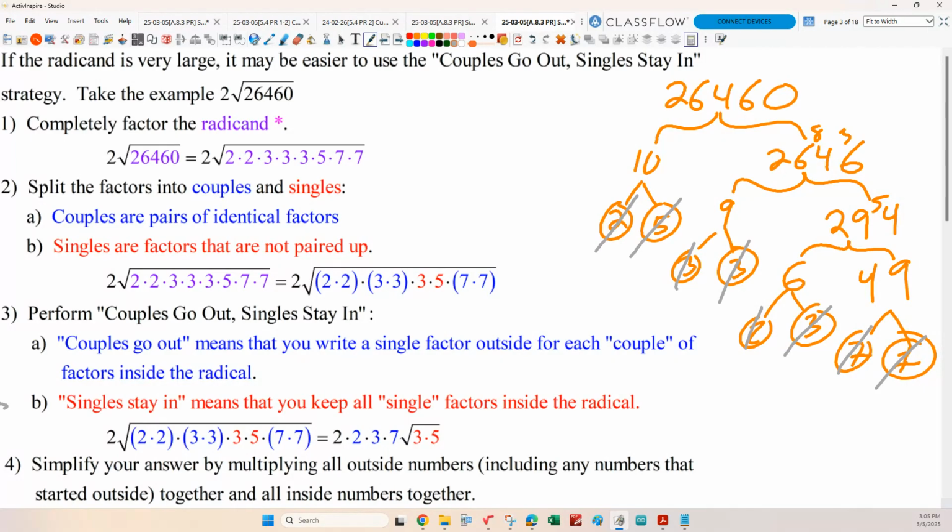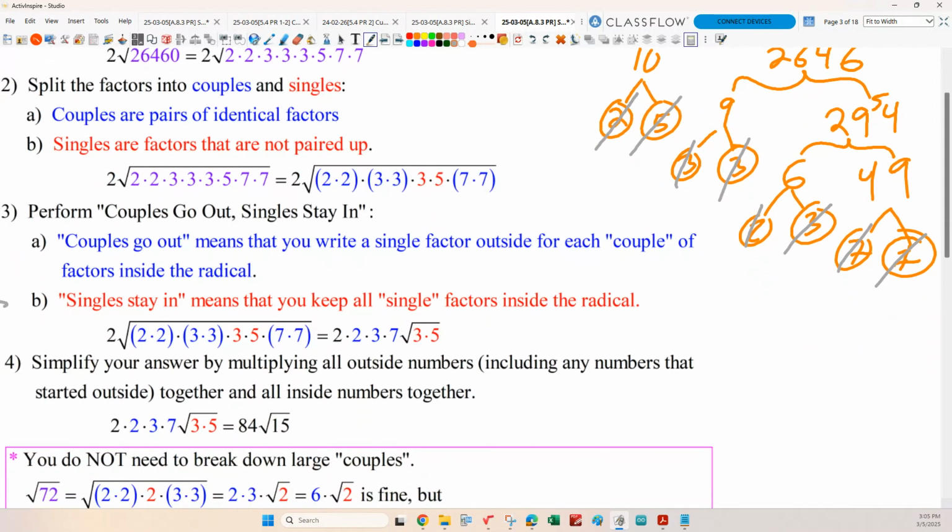Couples go out, singles stay in. So I'm going to take all of those factors and see how many couples there are in that list, right? So you guys tell me, how many couples are there? What are the couples? 2 and 3 and 7. You're right. I have a couple of 2s. I have a couple of 3s, and I also have a single 3 that's left over. I have a single 5, and I have a couple of 7s.